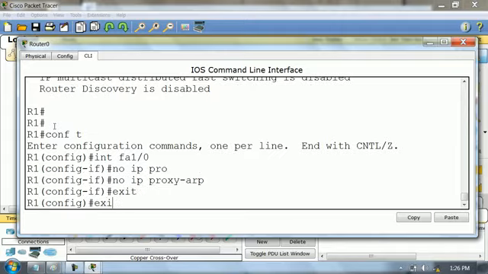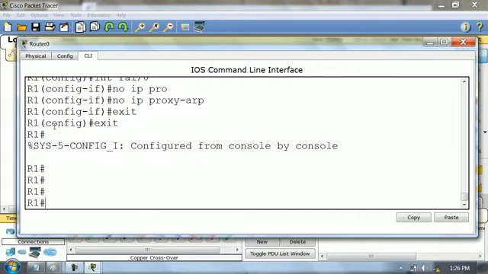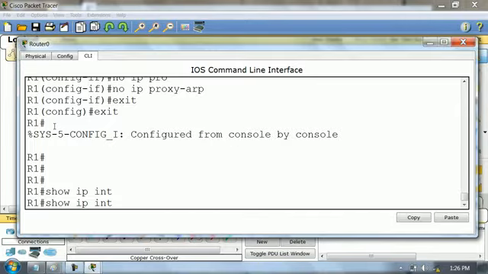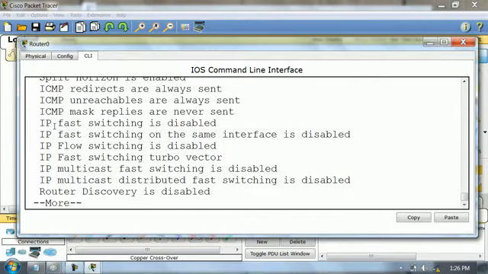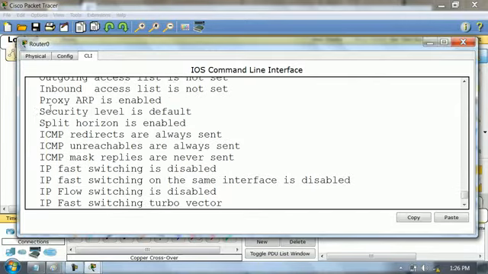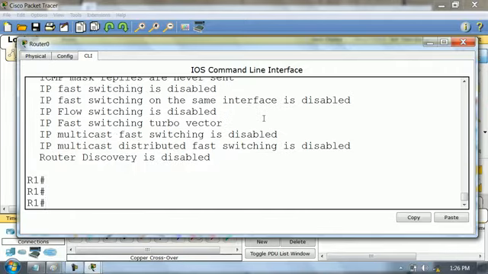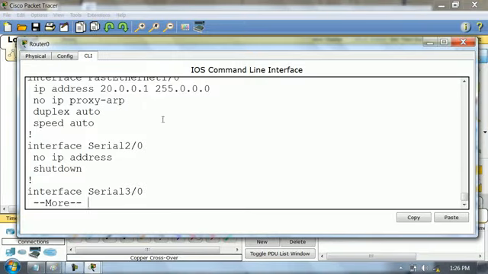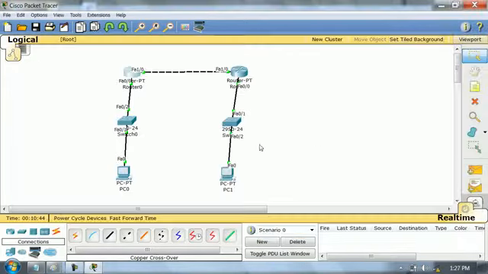Guys, this is a bug in packet tracer. Now also if I check, what it will show? Proxy ARP is enabled. I will show you on the real router. Wait for some time. But as I run the command show run, you can check it in show run. I am running the command. Proxy ARP is disabled. Agree? So we will check the flow.